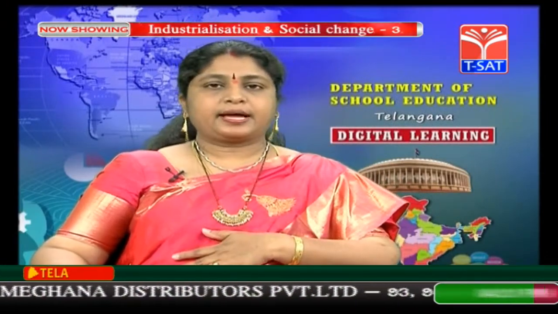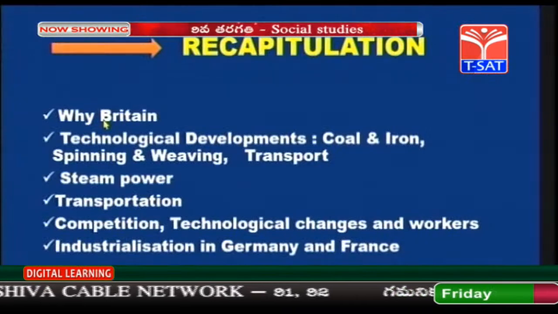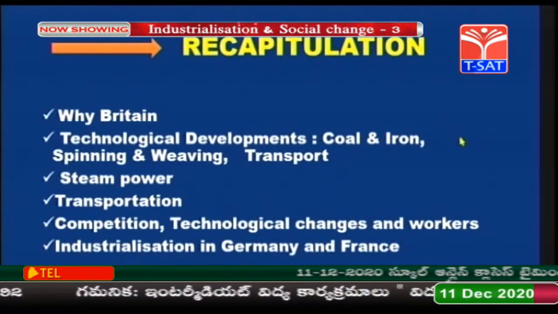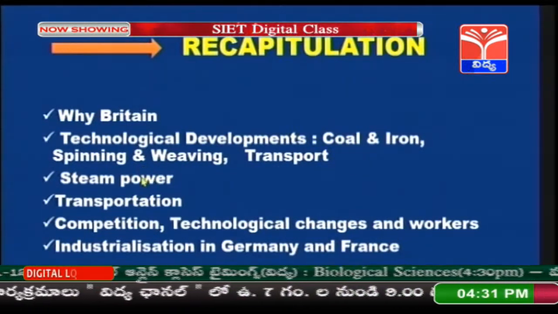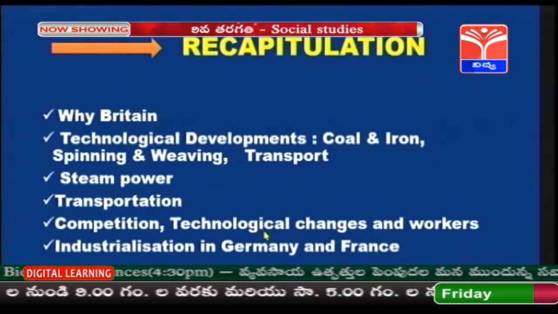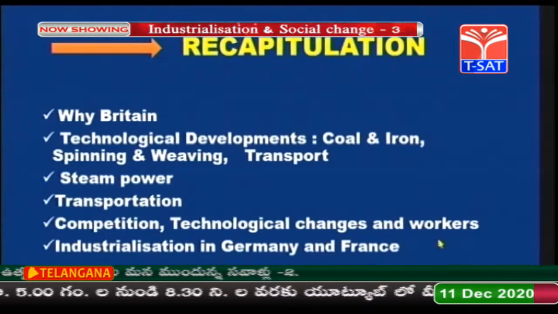So that was today's session. Let's have a quick recapitulation of what we have discussed till now. We have learnt about why Britain, technological developments in coal and iron, spinning and weaving, transportation, steam power, competition, technological changes and workers, and industrialization in Germany and France.